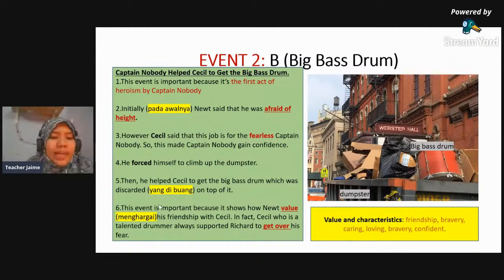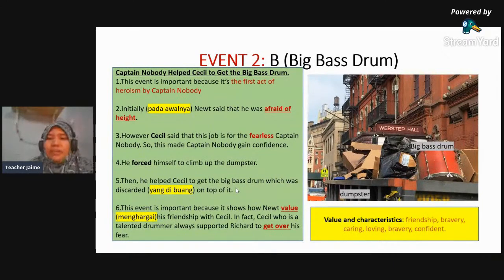He was willing to help Cecile, and he did not reject Cecile when Cecile asked for help. He also was willing to forget about his fear of height just to get the big bass drum for Cecile. So that's why this event shows that Captain Nobody is a loving friend.